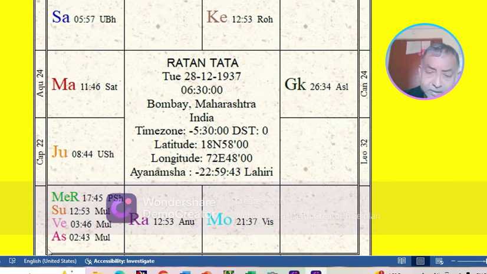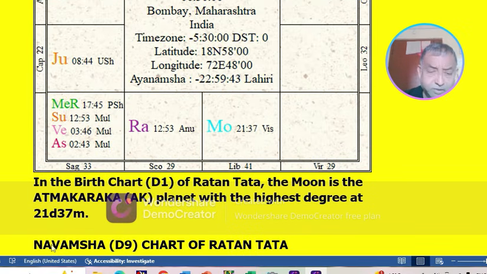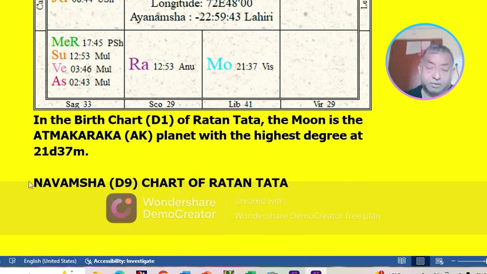I think Moon is the planet with the highest degree. Yes. In the birth chart D1 of Ratan Tata, the Moon is the Atmakaraka, the planet with the highest degree at 21 degrees 37 minutes. Now the Navamsha chart of Ratan Tata.